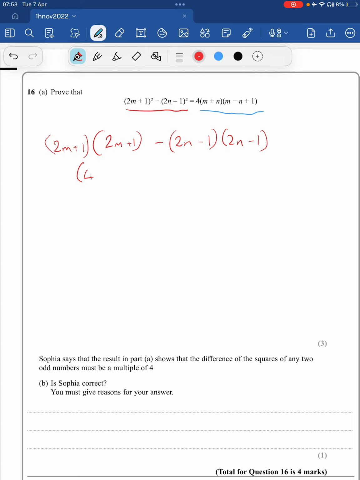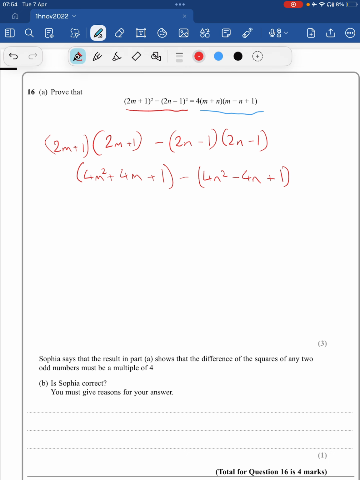2m times 2m is 4m squared. 2m times 1 is going to be 2m. 1 times 2m is going to be 2m. So we've got a total of 4m. 1 times 1 is then going to be 1. And that's going to be subtracted from 2n times 2n is 4n squared. Then we're going to have 2n times negative 1 and negative 1 times 2n, so minus 4n in total. And then negative 1 times negative 1 is going to be plus 1 just here.